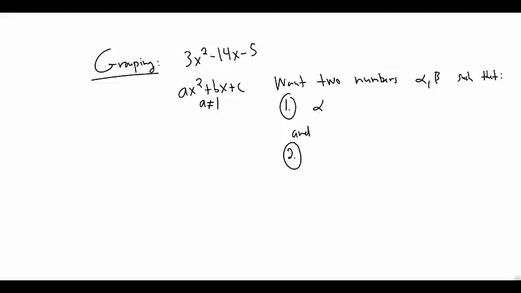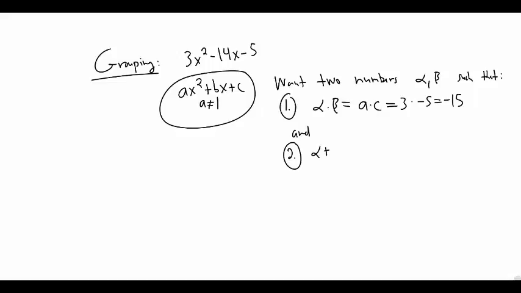Their product, alpha times beta, needs to equal, since a is not 1 here, this is where a comes into play, a times c, which in our problem is 3 times minus 5 equals minus 15. And we need the sum of our two numbers to equal the middle coefficient, b, which in our polynomial is minus 14. There are lots of pairs of numbers whose product is minus 15. We want to see if there's a pair whose sum is minus 14.